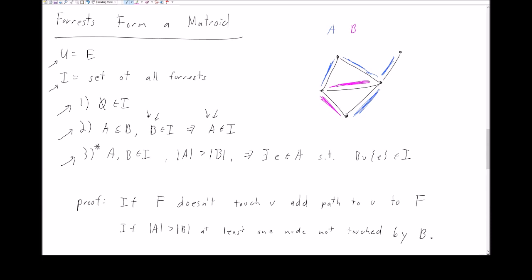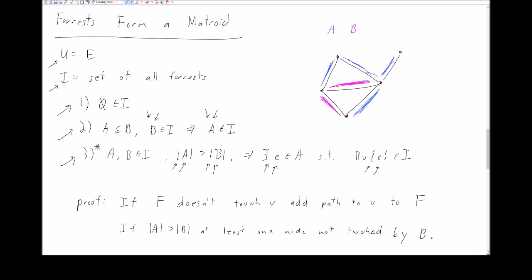Recall that the augmentation property says that if we have two sets, A and B, and A has more elements than B, then we have to find some element in our ground set that's also in A, so that we can augment B by this element, and B retains its independent property. In this case, this means that we have two forests, A and B, and the forest A has more edges. We'll have to be able to find some edge in A, so that we can add this edge to B, and B will remain an independent set. That is, B will remain a forest.